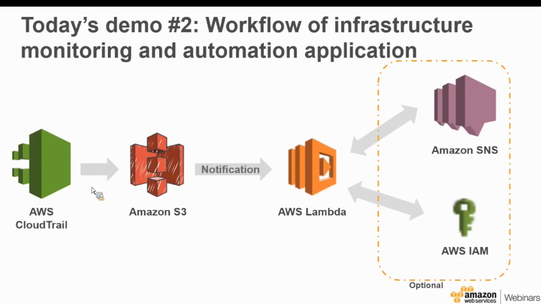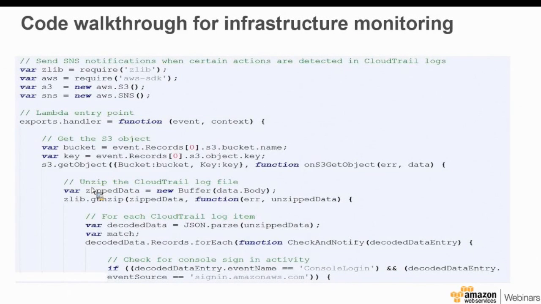So let me do a quick walkthrough of what the code would be for infrastructure monitoring. Again, rather than going into the details, what I'll do is a quick highlight. I get the file from S3. Remember, this is the file which is coming in from CloudTrail.